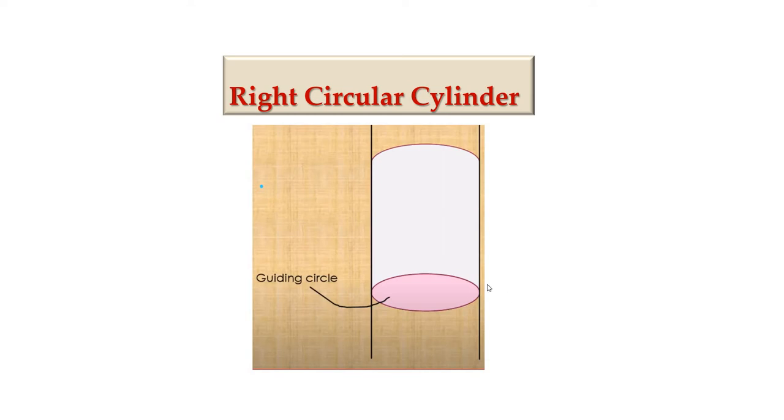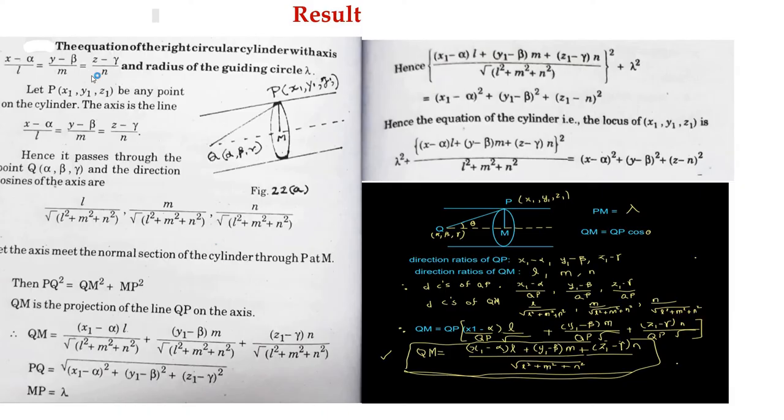Now in this video we will see the problems on right circular cylinder, and here the guiding curve is a circle, so we are talking about right circular cylinder. Now first we have this result which states the equation of the right circular cylinder with the axis which is given by these equations and radius of the guiding curve lambda.